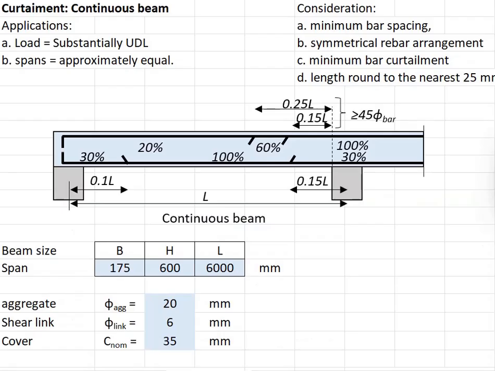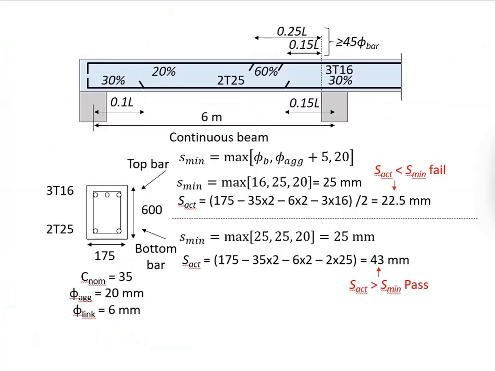First of all, you will need to check for the minimum bar spacing. It is given the cross sections of the beam with the width of 175 mm and the height of 600 mm. The bottom reinforcement bar at the midspan is 2T25, whereas the top reinforcement bar at the support is 3T16. We first need to check if the minimum spacing is fulfilled based on the proposed arrangements of the reinforcement. As in this location represent the full 100% of the reinforcement.